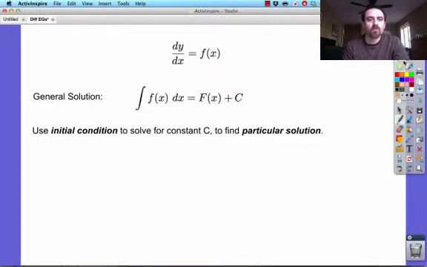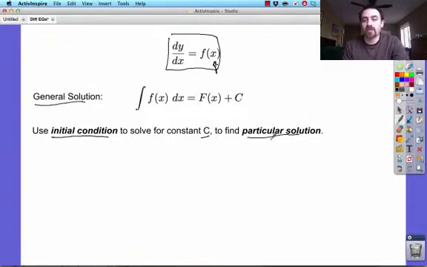All right, so what did we do? We start out with a function. The function was a derivative in terms of x. That's important here. And the general solution here was given by, if I take the integral of the right-hand side, I'm going to get the antiderivative plus c, and then we must use an initial condition to find the constant c, to find the particular solution. So this is a general solution. When you have the plus c, you get a particular solution when you solve for that c.